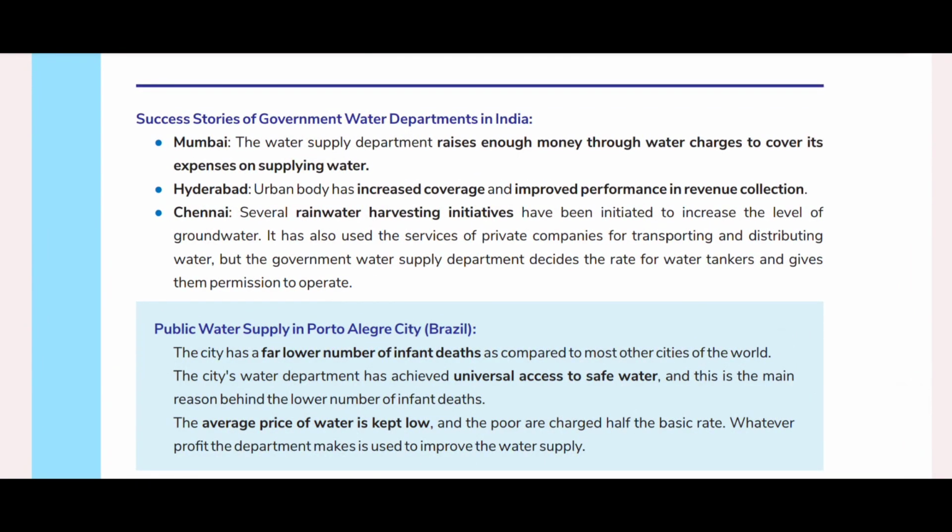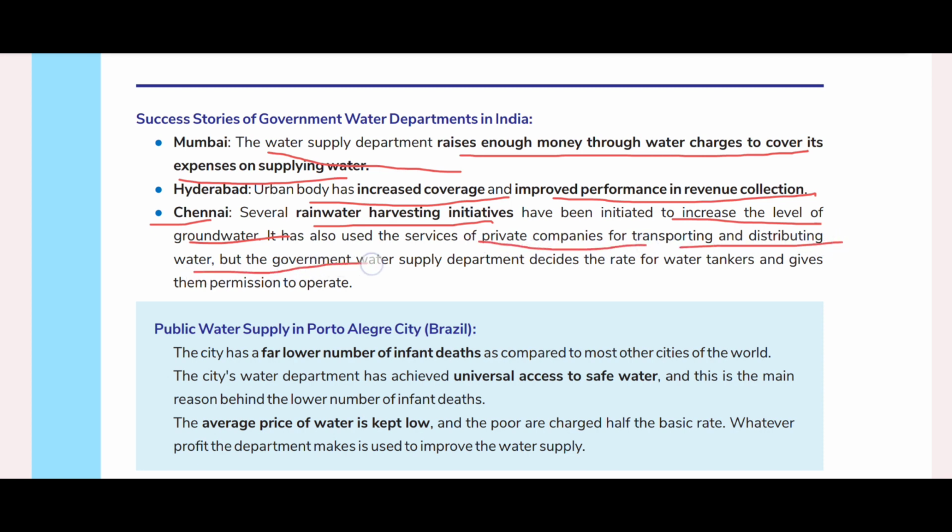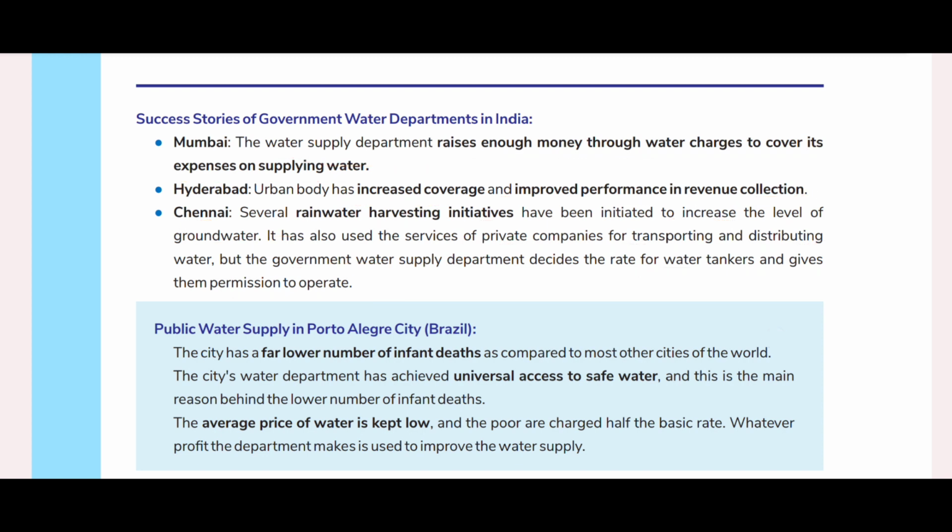First, in Mumbai, the water supply department raises enough money through water charges to cover its expenses on supplying water. In Hyderabad, the urban body has increased coverage and improved performance in revenue collection. In Chennai, several rainwater harvesting initiatives have been started to increase the level of groundwater. It has also used the services of private companies for transporting and distributing water, but the government water supply department decides the rate for water tankers and gives them permission to operate.